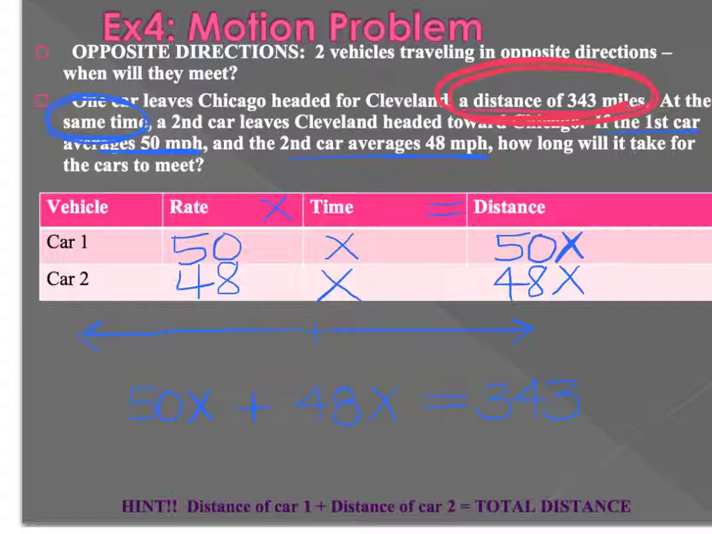So when we combine like terms on the left, we get 98x equals 343. Divide both sides by 98. And x is equal to 3.5, which tells us that it would take them 3 hours and 30 minutes before they will meet.